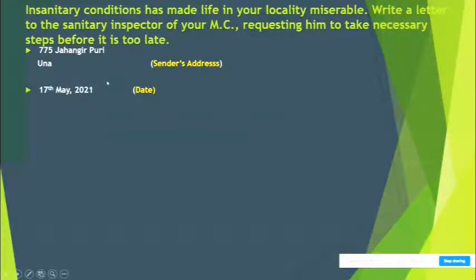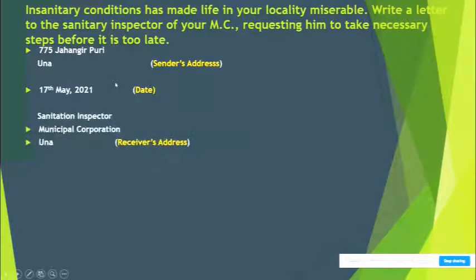So we will be writing this way: 17, then month, and then year. After writing the date, we will leave one more line and write the receiver's address. Here the receiver is the sanitary inspector of your MC, as the sender's address is given as Una. So we will write Sanitary Inspector, Municipal Corporation, Una.